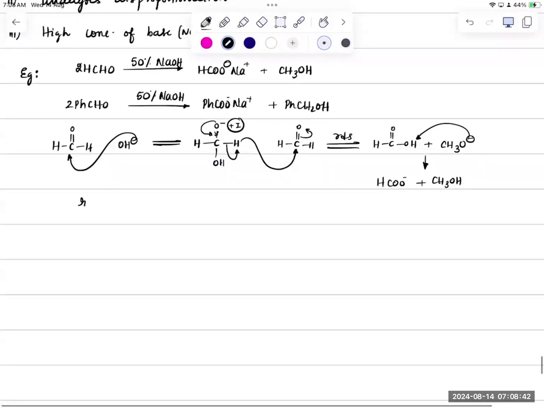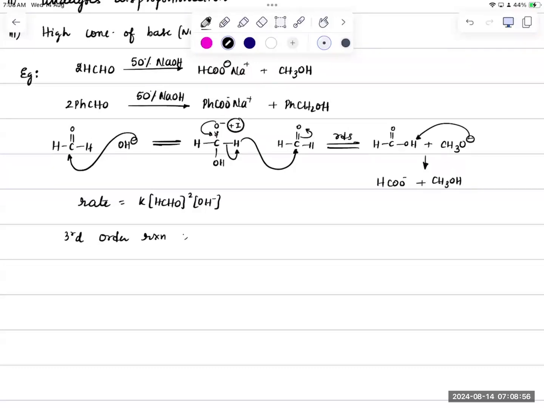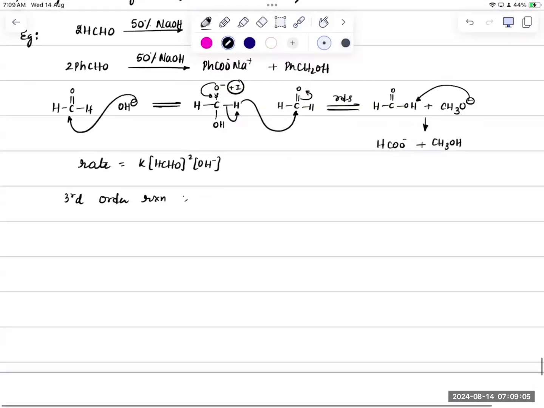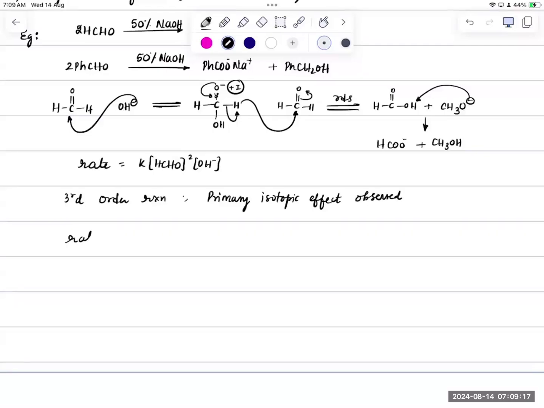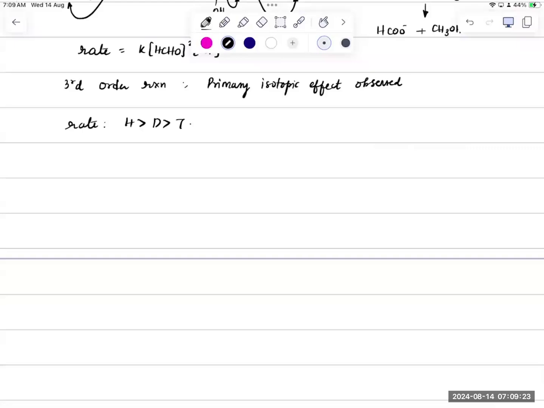So if you notice, the rate of reaction will be some constant into HCHO whole square into OH minus. So it is a third order reaction. And since hydrogen exchange is happening in the rate determining step, a primary isotopic effect is observed. So if we compare the rate, it will be more for hydrogen than deuterium than tritium.